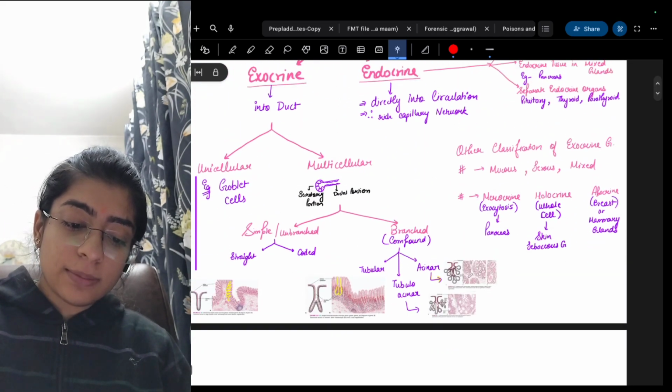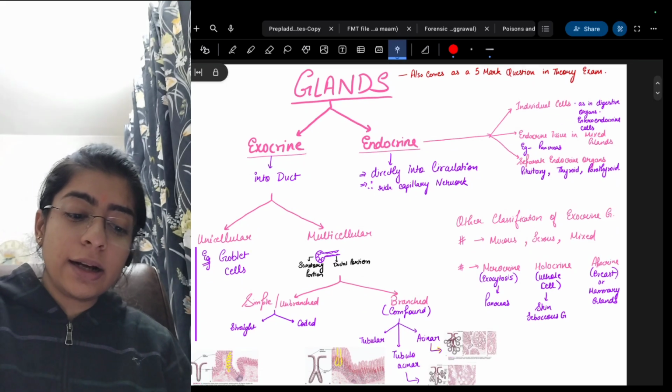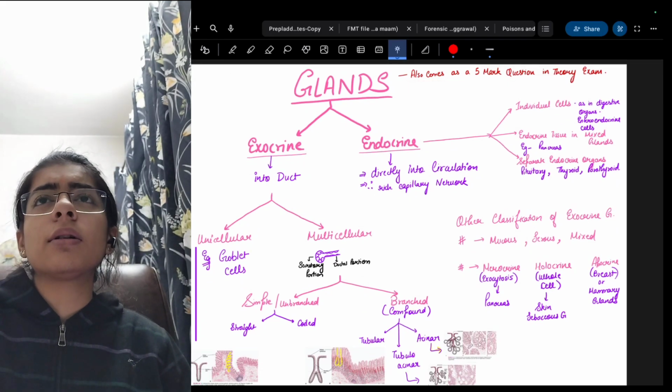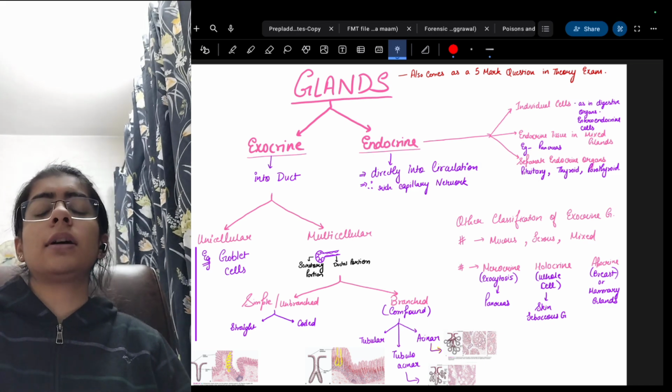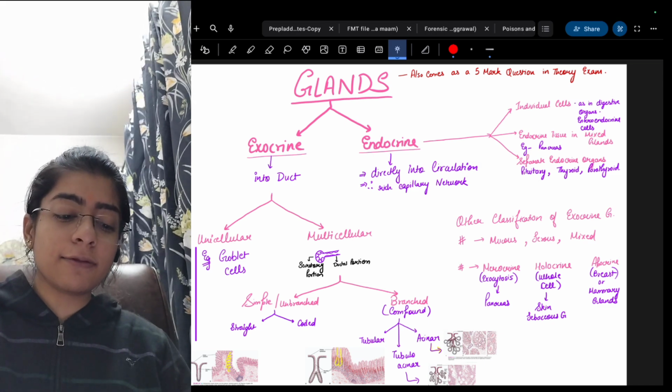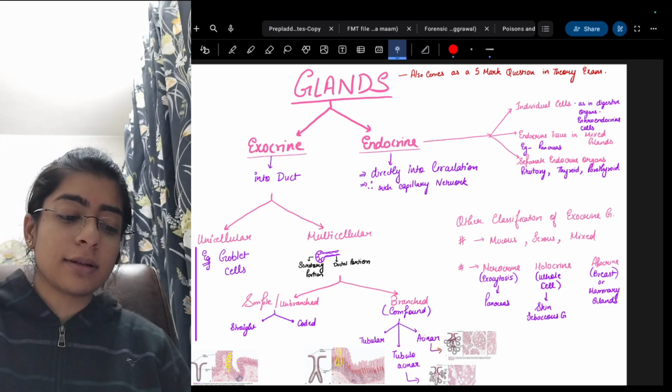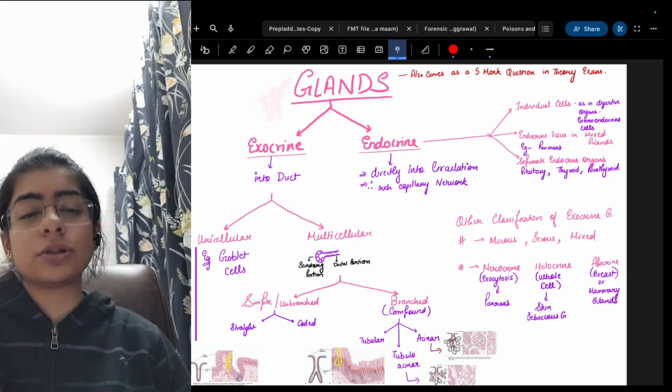So this was all about the glands, and it comes as a 5-mark question usually in general anatomy paper, or in your final exam less commonly. But if something comes from general anatomy, we can say it is the question of choice in some cases.